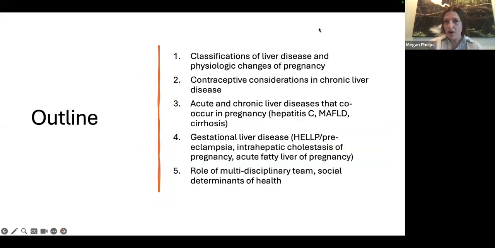Here's our outline. First, we'll talk about the two different classifications of liver disease and the physiologic changes of pregnancy. Next, we'll move into contraceptive considerations in patients with chronic liver disease, female patients or patients with a uterus. Then we'll move into discussion of acute and chronic liver disease that can co-occur in pregnancy, followed by gestational liver disease. And then we'll talk a little bit about social determinants of health and the role of a multidisciplinary team in treatment of these conditions.